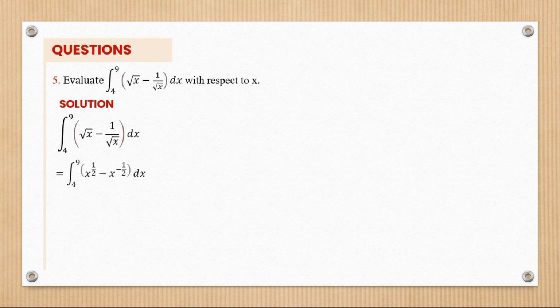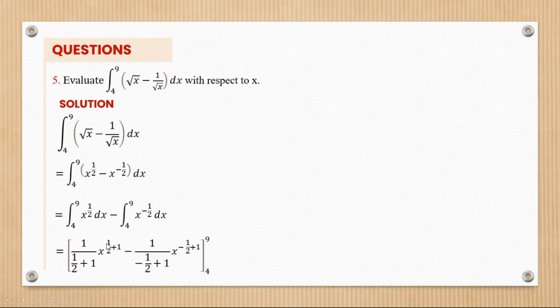So now first of all, we're going to solve those values in the bracket. So we know that root of x is basically x to the power half, and then 1 over root of x can be the same as x to the power negative a half. So that's what we have. So now we can separate each one into its own individual integral. So this is x to the power a half plus 1, and then its coefficient is obviously 1 over a half plus 1, minus this one, x to the power negative a half plus 1, and then its coefficient is also 1.